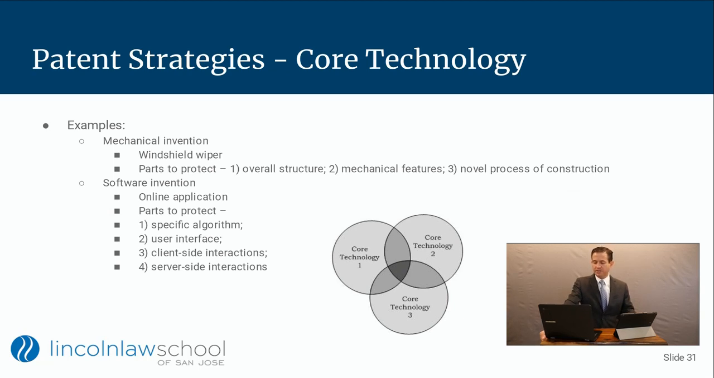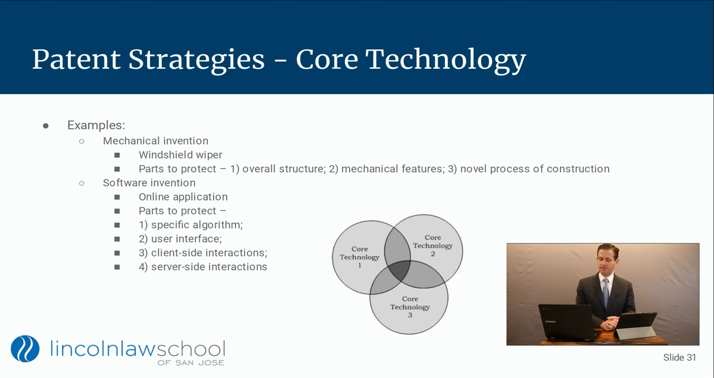Core technology, as you see here, we may have, with the overlap Venn diagrams, core technology 1, 2, and 3, and what you really want to do starting out is protecting where it is that there is the most overlap, because that really would be our most fundamental component of what is going on.